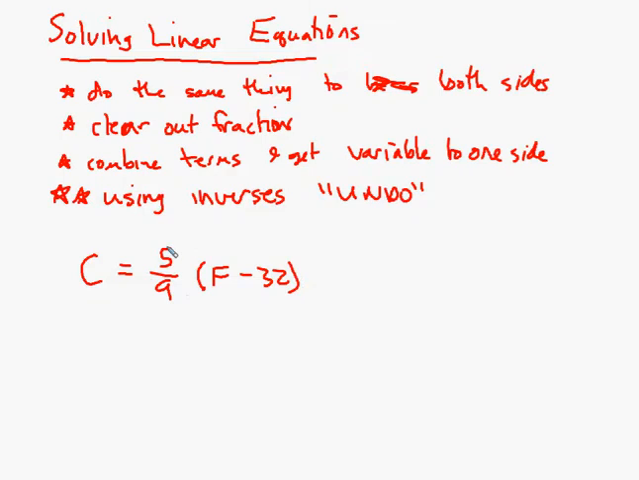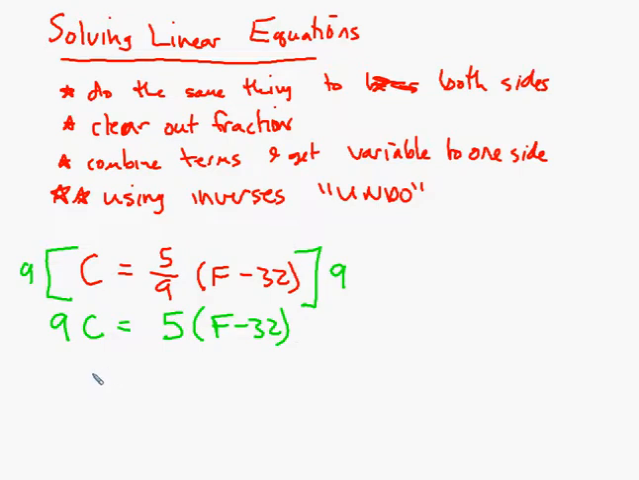Yes, so we clear it out. Now this is actually all one term, so I'm going to clear out the fraction by multiplying everything by 9. So I get 9C. Now these 9's cancel. You see what I'm saying? So I have 5 times (F minus 32). Now what will I do with the 5? Distribute. Okay, so I have 9C equals 5F minus 32 times 5.